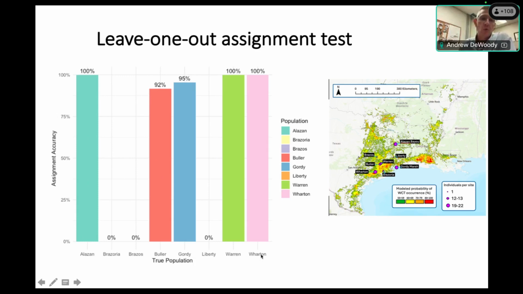And similarly with Wharton and Warren, it's a little bit less in a couple of the other populations, but we also had some of these populations are really close to one another. So the Buller and Warren populations are only like 5-6 kilometers apart. I'm sorry, 5 or 6 miles apart. So it's a really small geographic scale, but there's a tremendous amount of resolution in the genomic data.